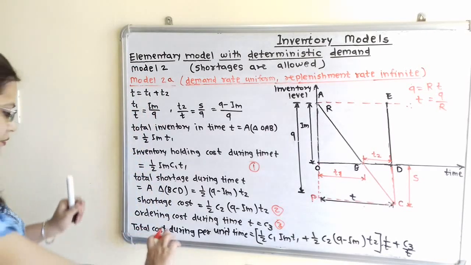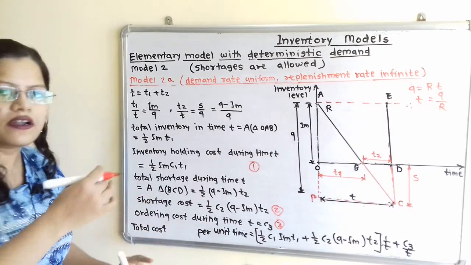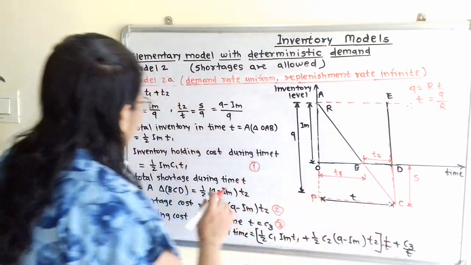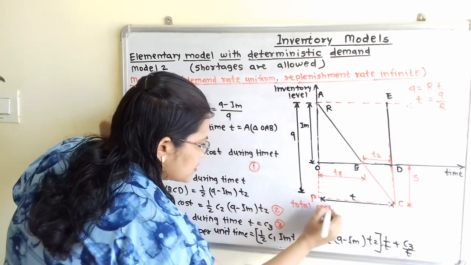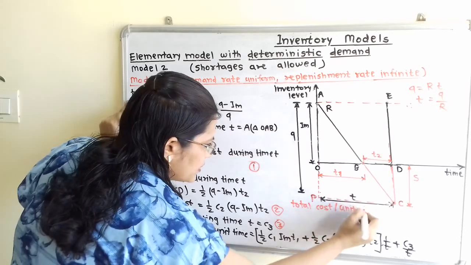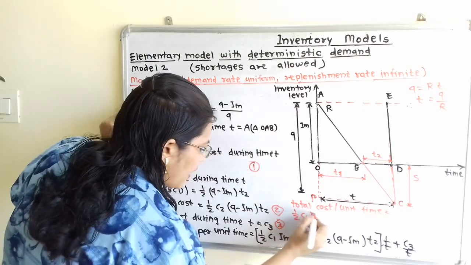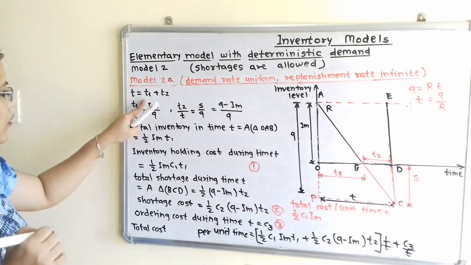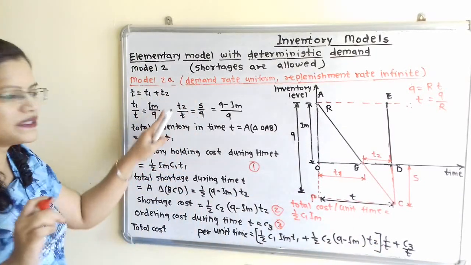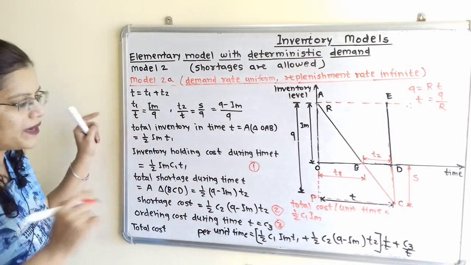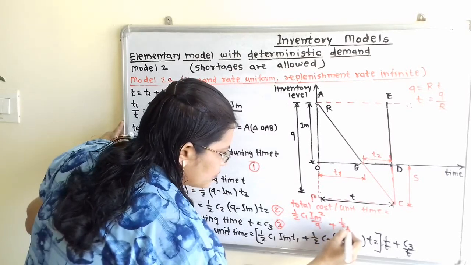So now total cost per unit time we will write in another form. We will replace the values of T1 and T2. So how can I write this? Half multiplied by C1 into IM will remain the same, but T1 is equal to IM by Q into T, and outside the bracket 1 by T is there, so this T and T get cancelled. So here only IM by Q. So this IM, that is IM square divided by Q, plus half C2.